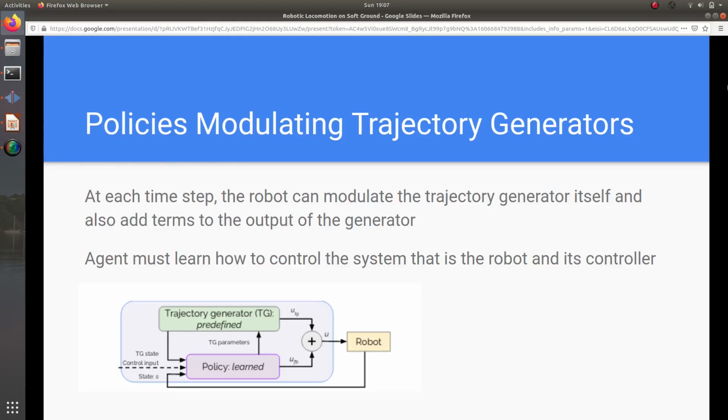At each time step, the robot can modulate the trajectory generator itself, and also add modulation terms to the output of the generator. The agent must learn how to control the system, that is the robot and its controller. Below is an image describing the flow of information in a PMTG architecture.